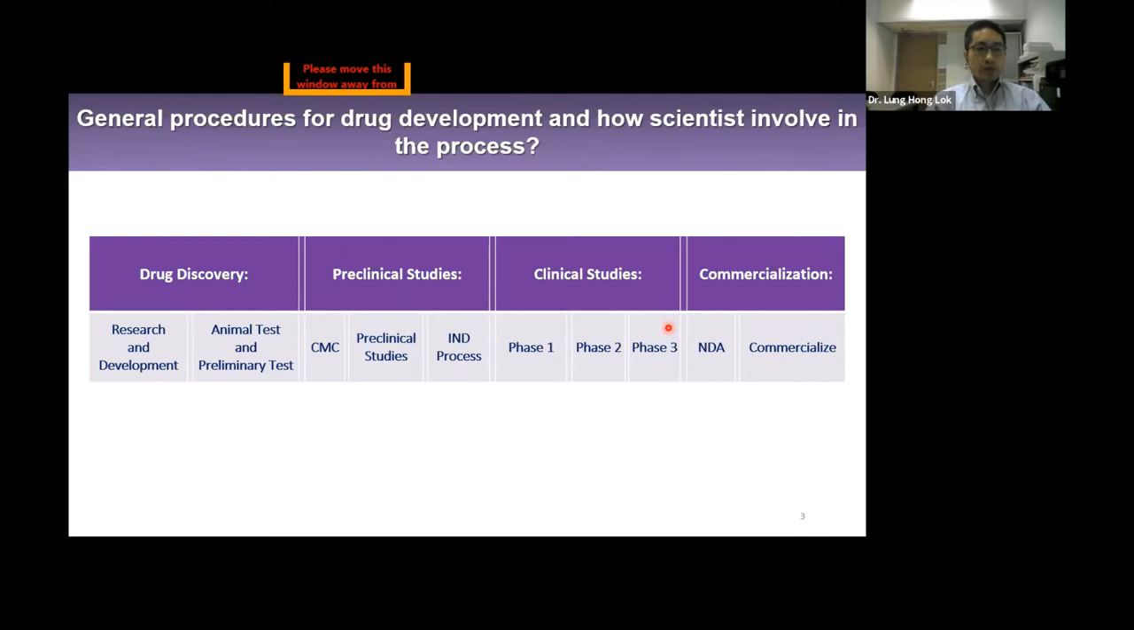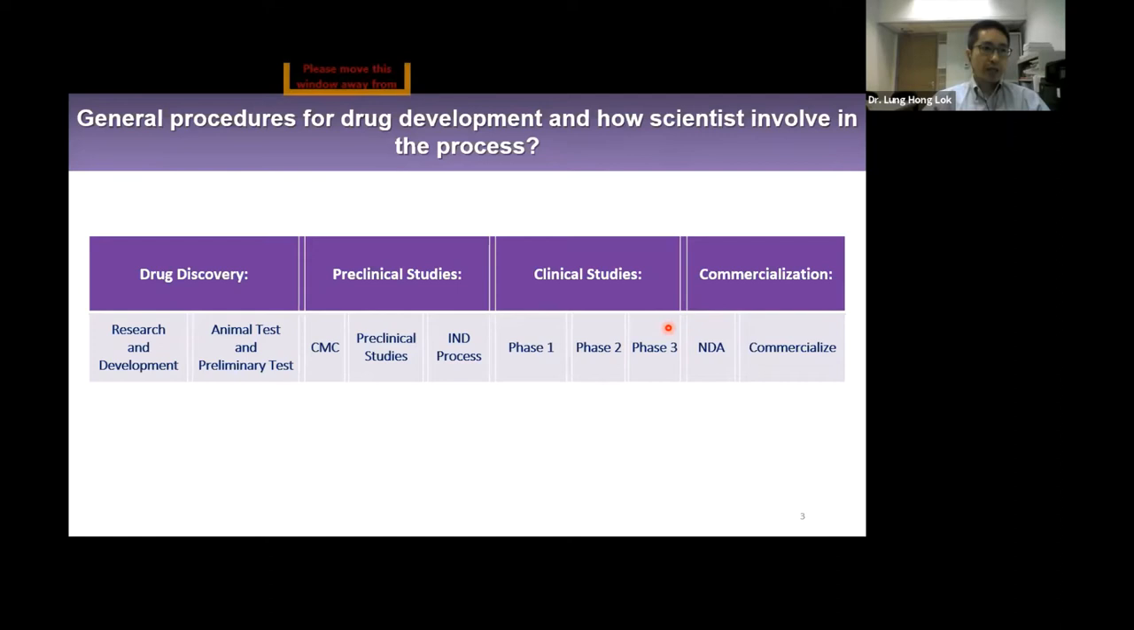And also because we have a large number of patients, right? Only with that large number can we see all kinds of different side effects, okay? Whether it's heavy side effect or light side effect, okay, it can be observed in the phase three trial. And once all the criteria, right, are fulfilled for the NDA, the drug will be commercialized, right?